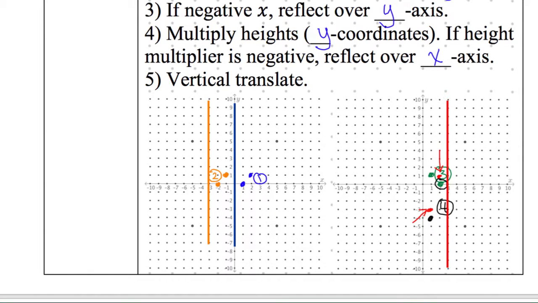If I connect the dots here, you'll see that the dots go like this. I get closer and closer to this asymptote. I come through this point, and some other points, and it goes off in this direction and this direction. That is how to graph our function.